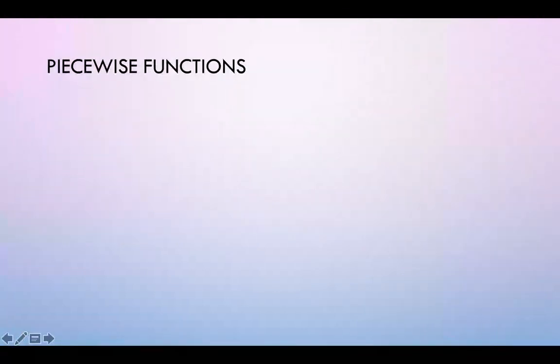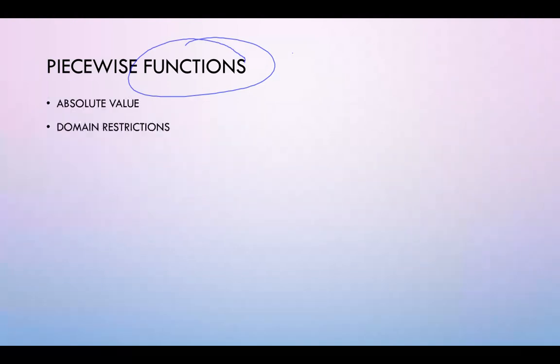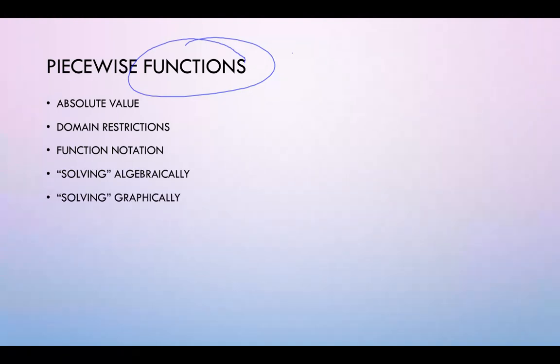Okay, so then we got into piecewise functions. And again, piecewise functions can be any function, and as we move on through other functions, you will see piecewise functions again, but they are functions, meaning they pass the vertical line test. So we're just doing linear, so you're going to have several linear functions that have domain restrictions. Absolute value is the most famous one. You've got domain restrictions, function notation, solving algebraically, and solving graphically, right?